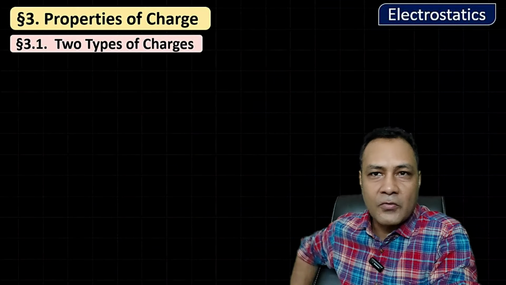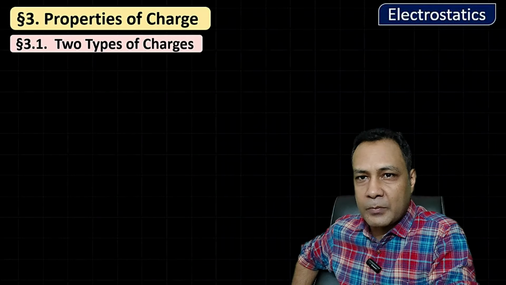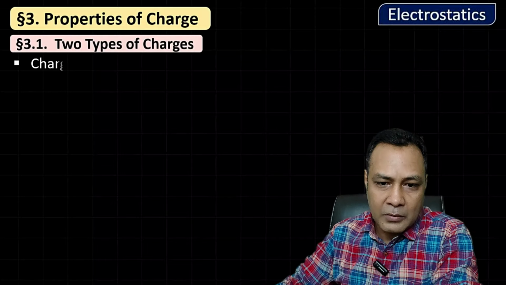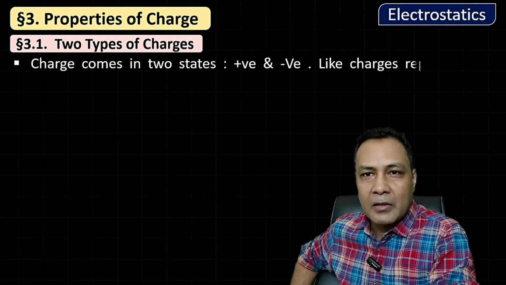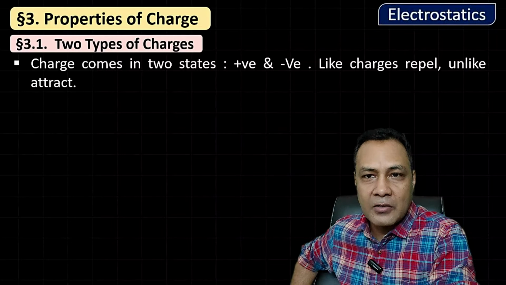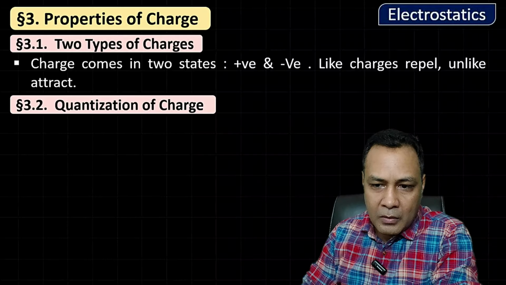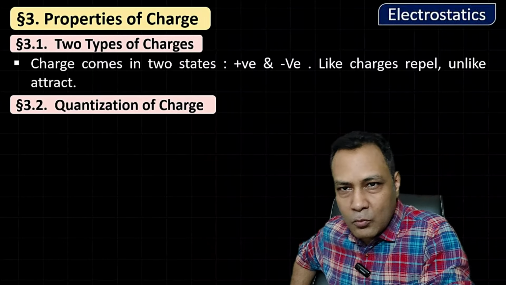Now, properties of charge. The first property of charge: there are two states of charge. Charge comes in two states, positive charge and negative charge. Like charges repel, and unlike charges attract. That is a very clear thing, so it need not be elaborated.